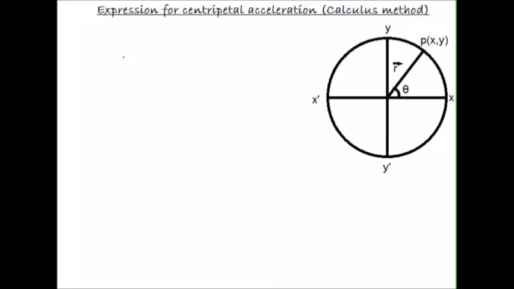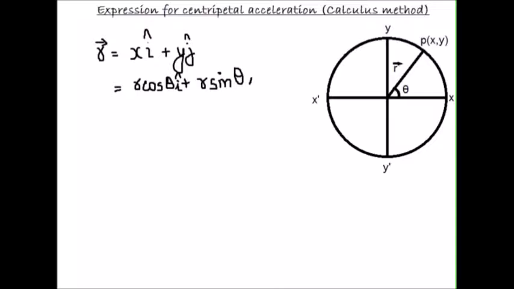Let the angular displacement covered by the particle be theta. So our vector can be written as x i cap plus y j cap. And further we can write it as r cos theta i cap plus r sin theta j cap, since our vector can be resolved into two components, r cos theta and r sin theta.